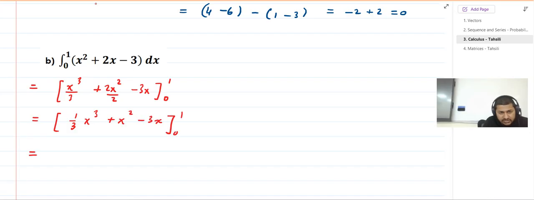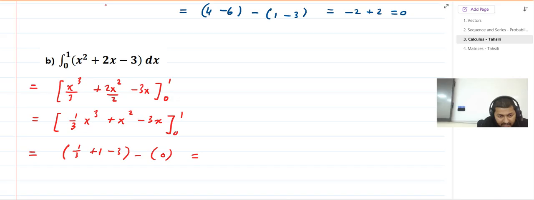So if I substitute 1 inside here, I will get 1/3, right? So I'm going to remove the square brackets and just put round brackets here, substituting 1 inside. So 1 cubed is 1, so 1/3 plus 1 minus 3, substitute 0. If I substitute 0 inside here, I just get 0. Right, so my final answer here is 1/3 plus 1, 1 and 1/3.